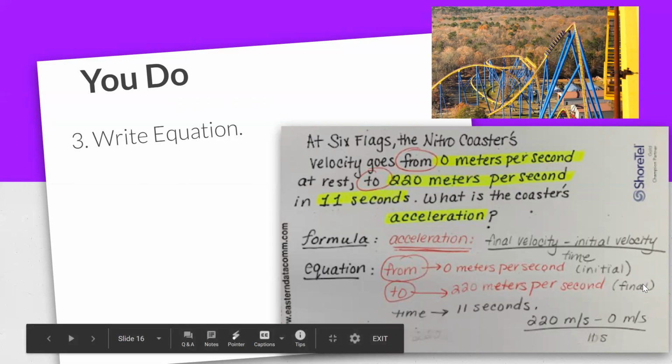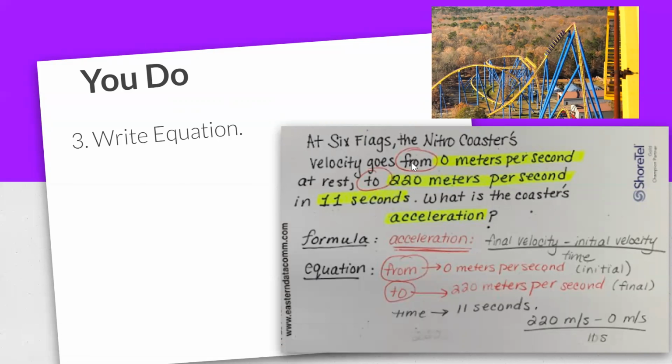That's our final. So when you're looking at these word problems, look at the key words that I circled in red, from and to. From has to do with starting from somewhere. You started at 0 meters per second. Your feet are dangling, you're waiting for them to flip the switch so you can go, right? Then as you're accelerating, you accelerated to 220 meters per second. So that would be your final.